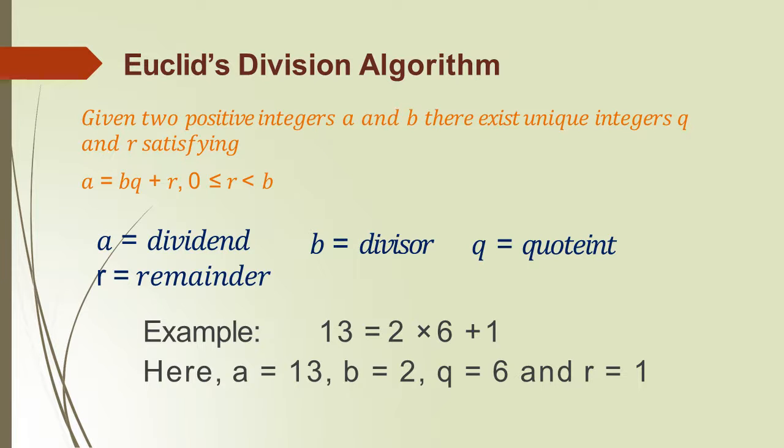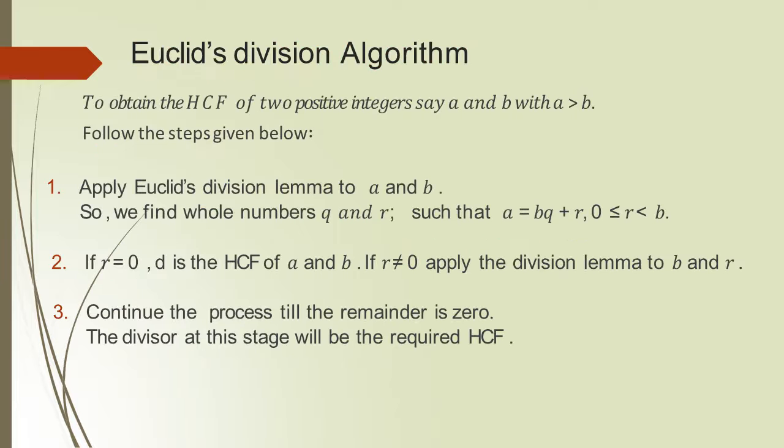We can represent 13 as 12 plus 1. So we have written the factors of 12, that is 2 into 6. Okay, we are not taking 4 into 3, we are taking the smallest number, 2 into 6 plus 1. Okay, so a is equal to 13, b is 2, q is 6, and remainder is 1. Now we keep doing the long division until and unless we get the remainder 0. So that is basically the concept.